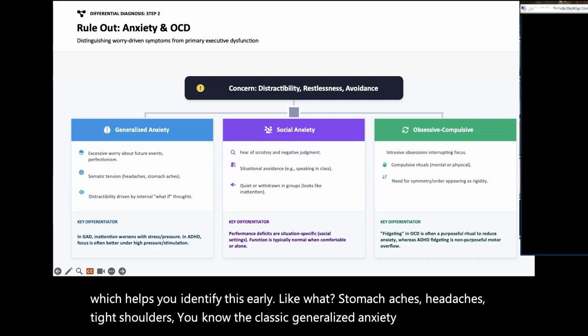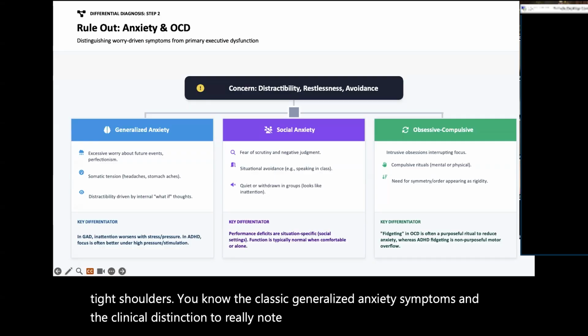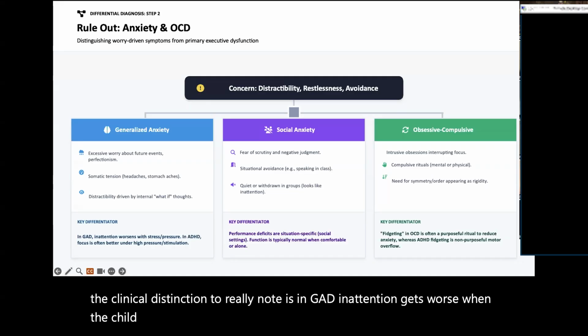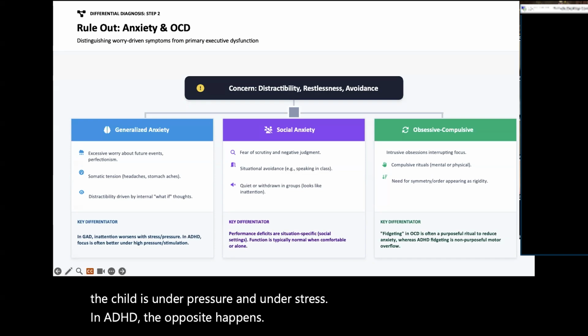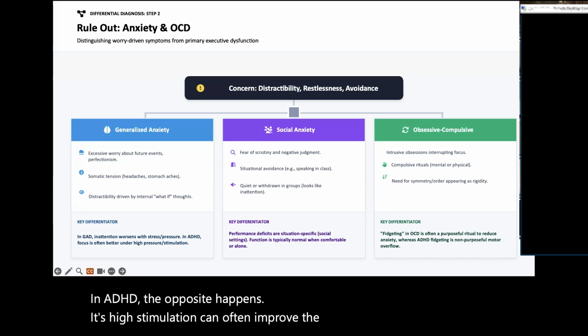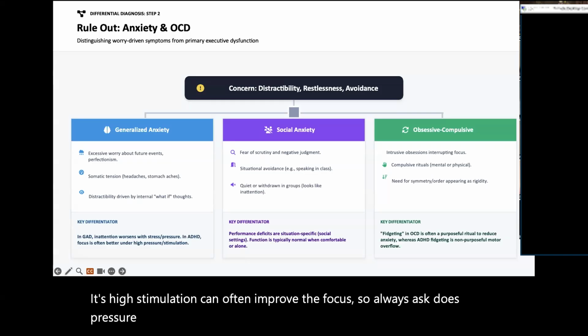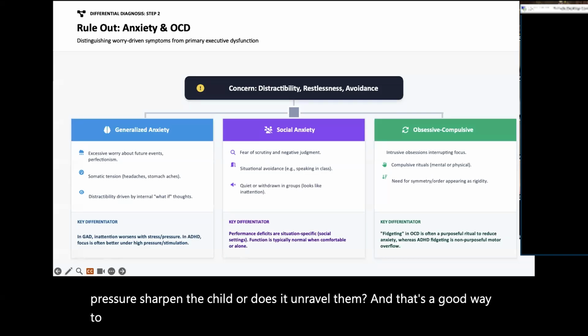And the clinical distinction to really note is in GAD, inattention gets worse when the child is under pressure and under stress. In ADHD, the opposite happens. High stimulation can often improve the focus. So always ask, does pressure sharpen the child or does it unravel them? And that's a good way to tell also.